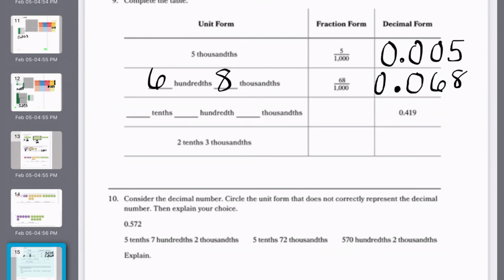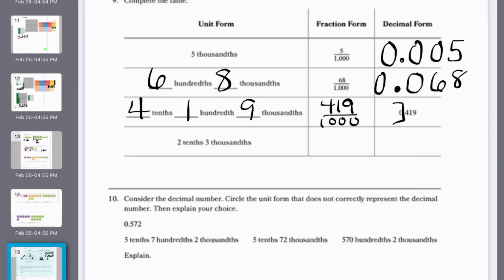Okay, fraction form. We have decimal form. We have no ones. We have no whole numbers. We have 419 out of the 1,000 pieces we need. That means we have 4 tenths, 1 hundredth, and 9 thousandths.